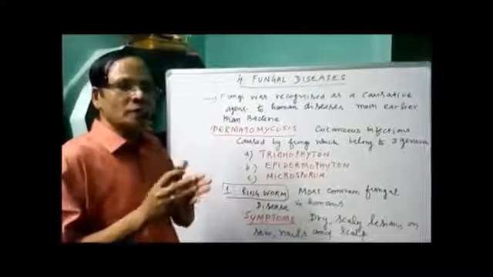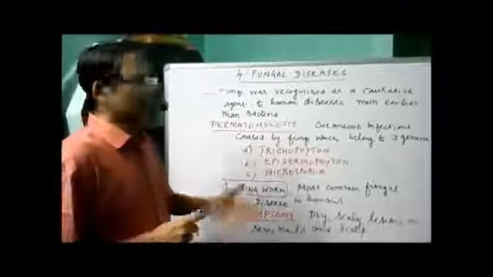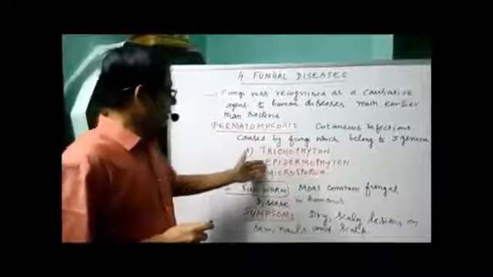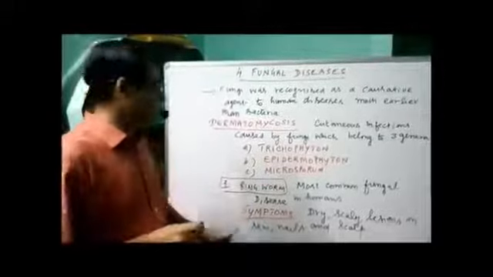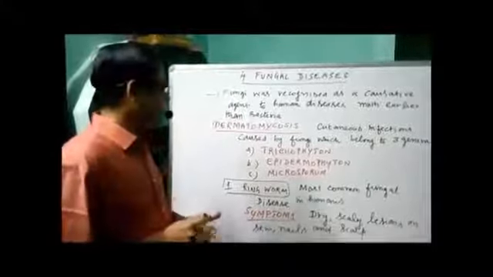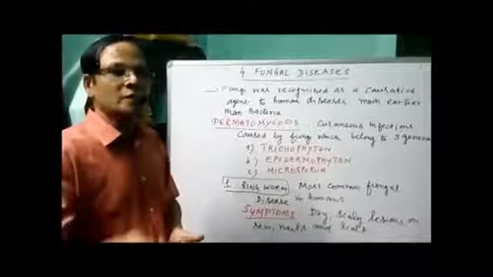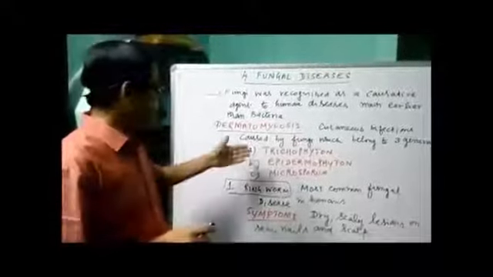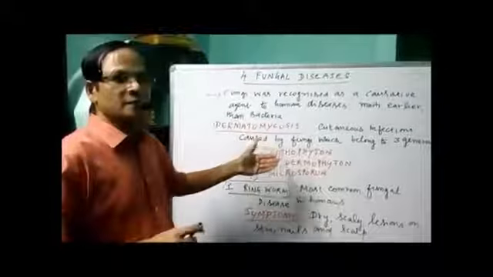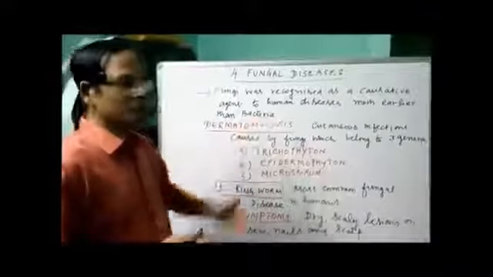And all these fungi belong to three different genera. Number one, Trichophyton. Number two, Epidermophyton. And number three, Microsporum. So, one way or other, these three genera are involved in causing fungal diseases related to the skin. So here we are talking about only the skin diseases caused by fungus, hence collectively called dermatomycosis.